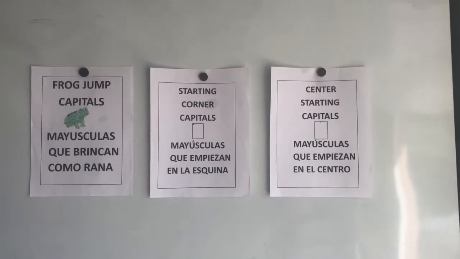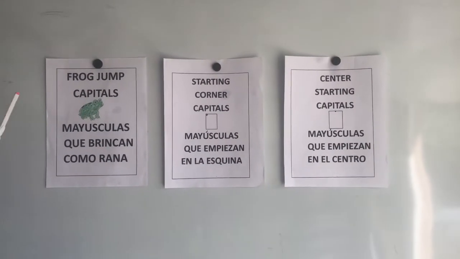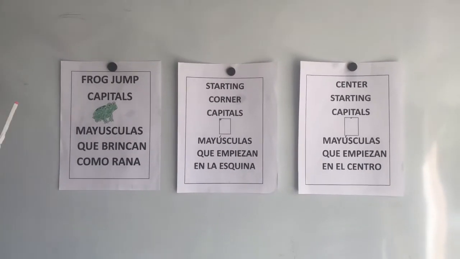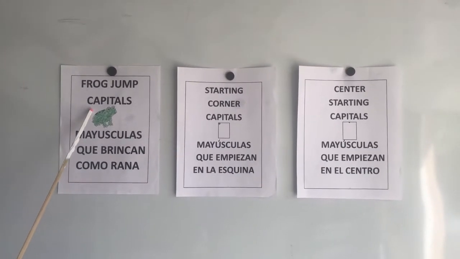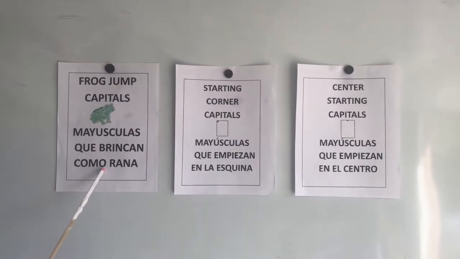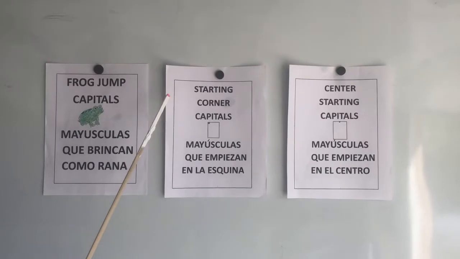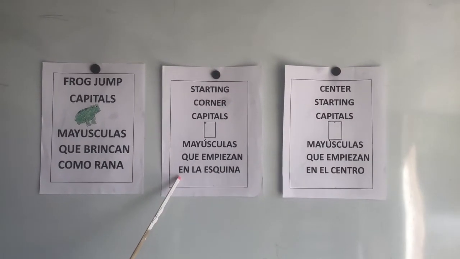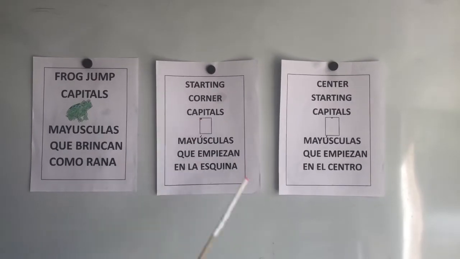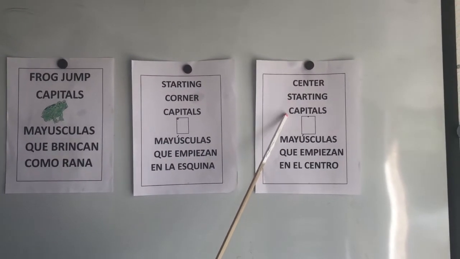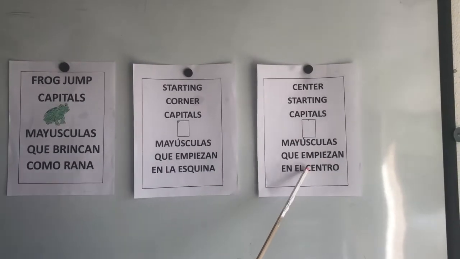This program uses a developmental sequence to form the letters. The first section is called frog jump capitals. Vamos a empezar con mayúsculas que brincan como rana. The next section is starting corner capitals. Mayúsculas que empiezan en la esquina, aquí. Y la última es center starting capitals. Mayúsculas que empiezan en el centro.